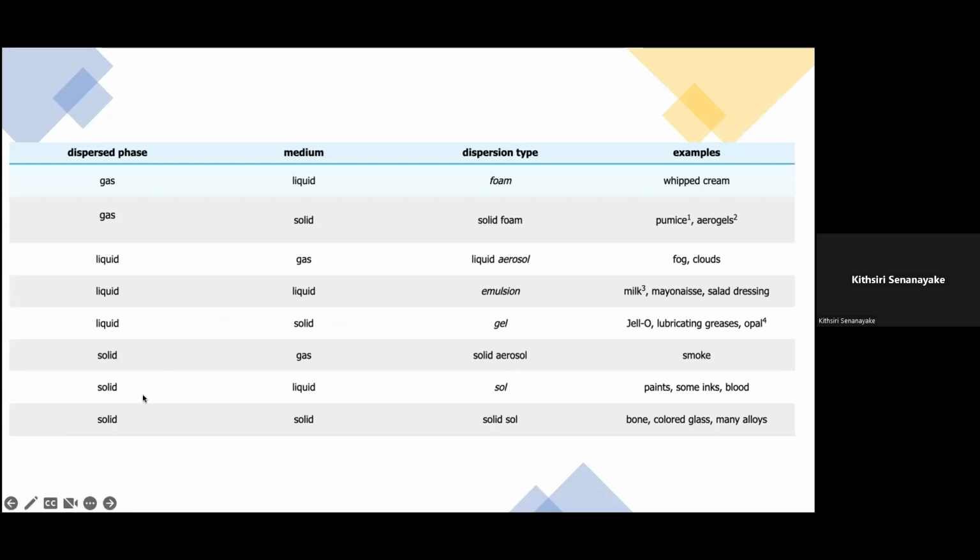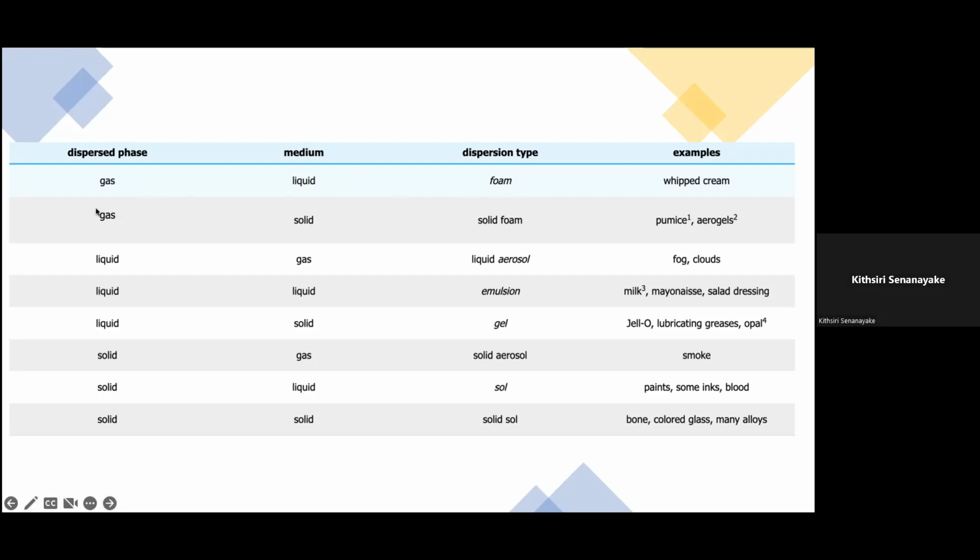Before going on to the type of dressings, I will describe this one. This is actually a kind of chemistry. If you mix a gas in a liquid medium, we call it a foam, right? For example, in general examples, not clinical examples, whipped cream is a gas in a liquid.